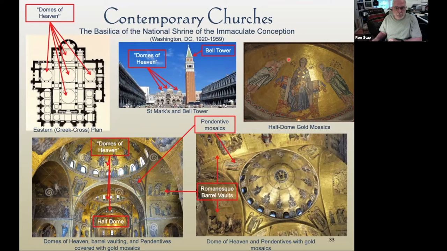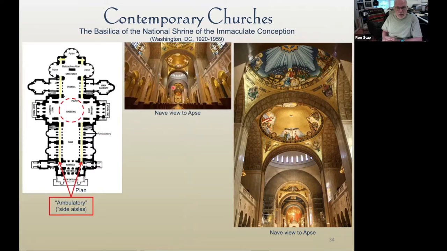There's the detail of that beautiful half-dome mosaic, which is back here. And then it has these four domes of heaven, cruciform plan, and then they even have some saucer domes or blind domes scattered around as the side chapels. So those are the three domes of heaven, and that became the influence for the National Shrine in Washington, D.C.